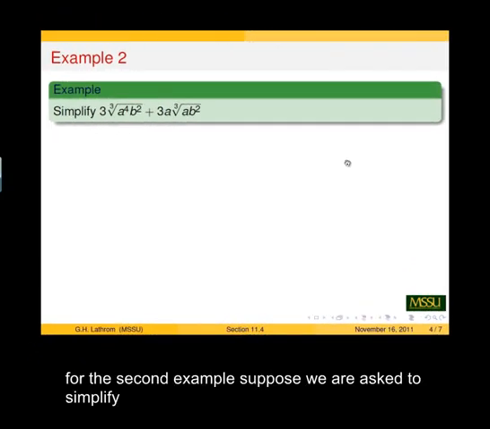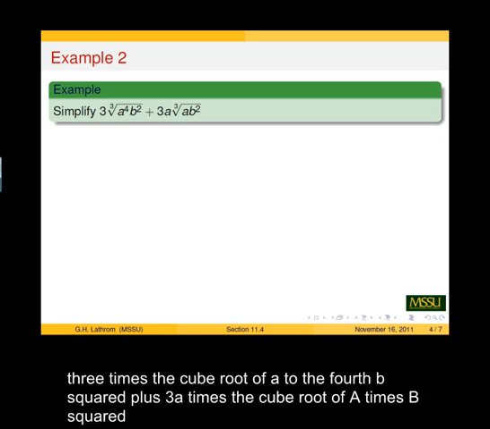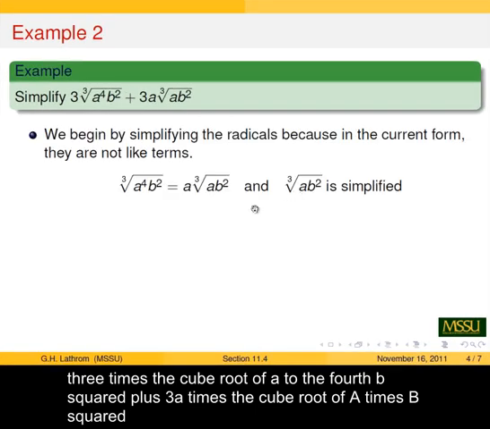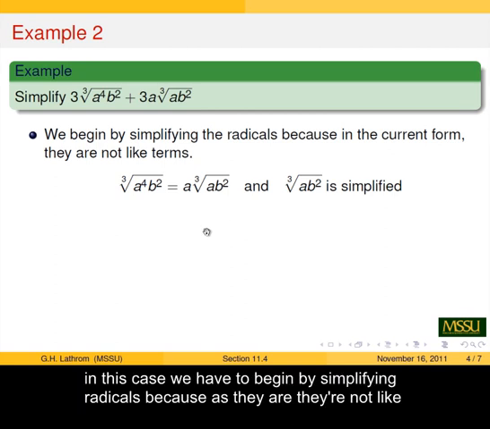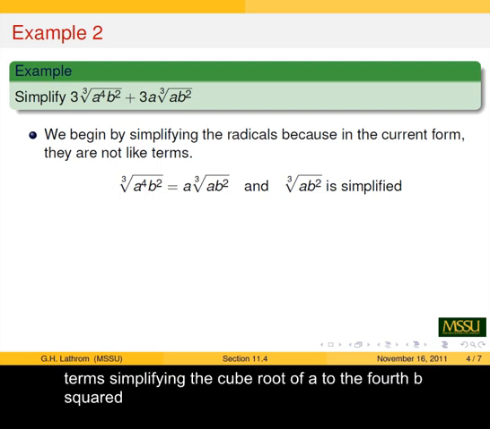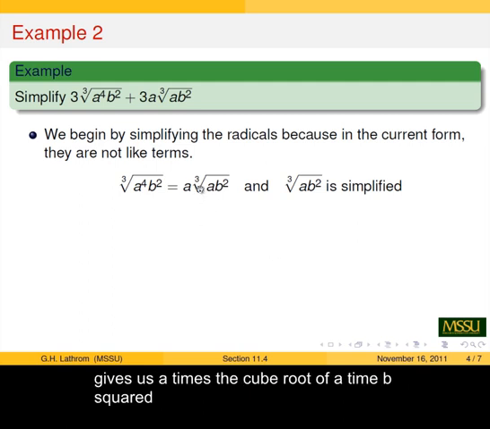For the second example, suppose we are asked to simplify 3 times the cube root of a to the fourth b squared plus 3a times the cube root of ab squared. In this case, we have to begin by simplifying the radicals, because as they are, they are not like terms. Simplifying the cube root of a to the fourth b squared gives us a times the cube root of ab squared, while the cube root of ab squared is fully simplified.